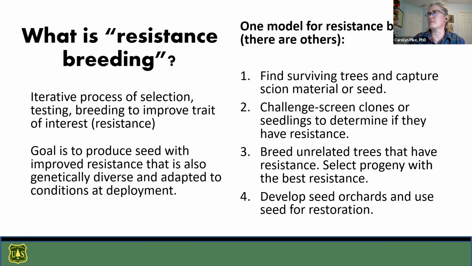There are 4 steps. First is finding these surviving trees. And again, this is like an early wave novel pest or pathogen like EAB. It's finding those survivor trees, capturing the material. And then it's challenge screening them to determine if they actually have resistance or if they are an escape. And then you want to breed them. And this is really important because it allows us to accelerate natural selection and then select those progeny with the best resistance and develop seed orchards for reforestation. What I'm going to do today is go over these steps, but really the emphasis is on what the partners can do and what the Forest Service is able to do.